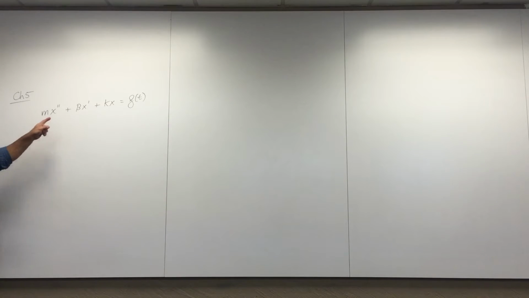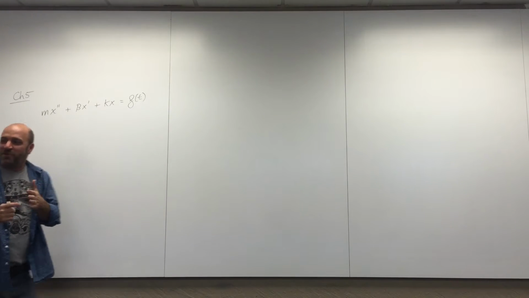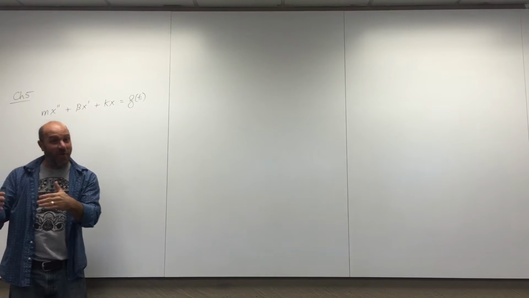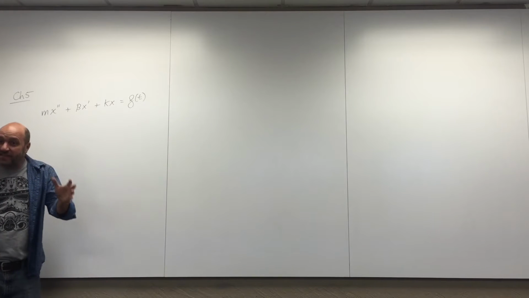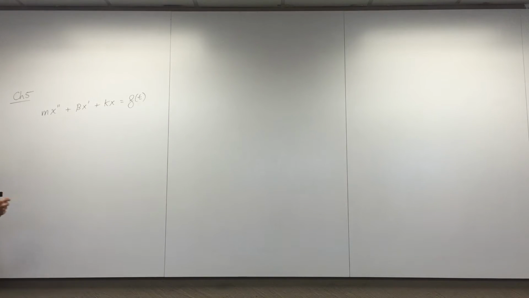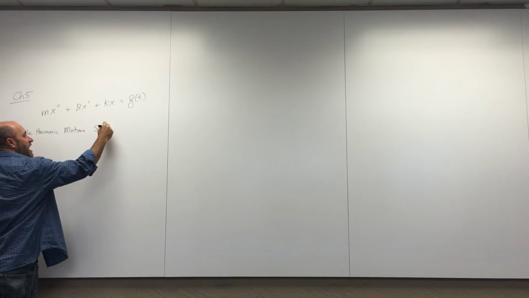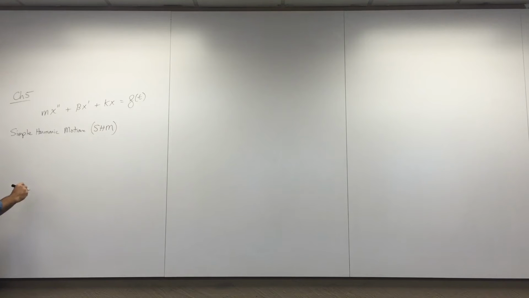And there are all kinds of scenarios to pursue here. If you look at our book, it's broken into 5.1.1, 5.1.2, 5.1.3. So they break this down into these three scenarios. What I want to do is start with what we call simple harmonic motion, sometimes just called SHM. We also use the phrase free undamped motion.